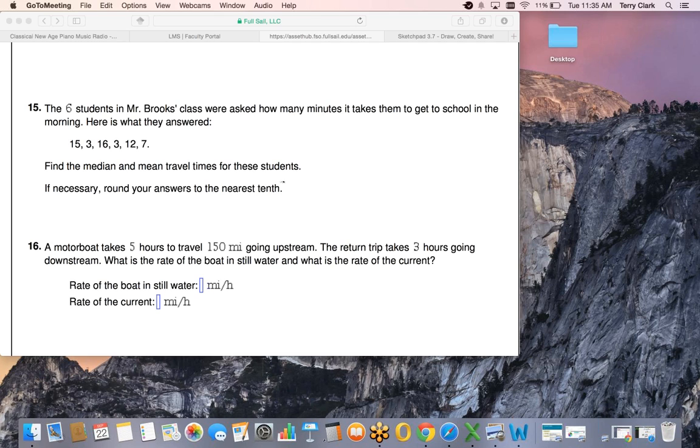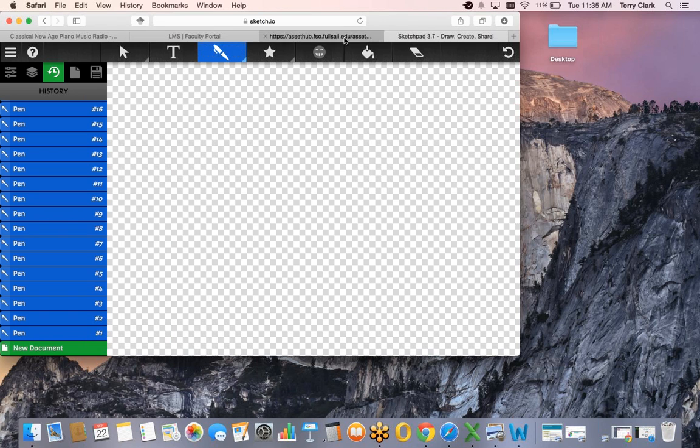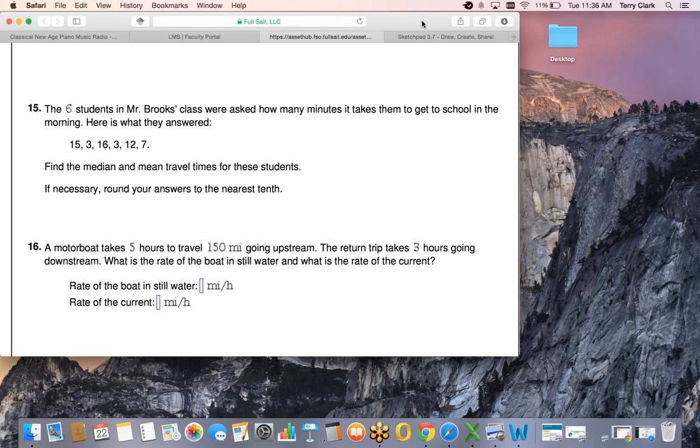Okay, yes, sir. So 15 is a median and mean problem. Those are two different measurements of central tendency. So what we need to do is take those numbers, and we're going to say we got two threes.